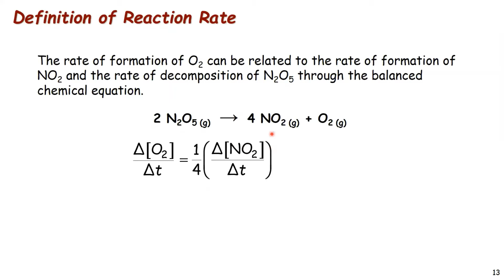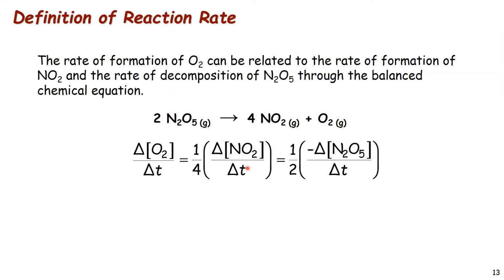Okay? Since this is being produced 4 times faster, I have to divide its rate by 4 so that it's equal to the rate of appearance of O2. So now you can see how these two are related through the coefficients in the balanced chemical equation.